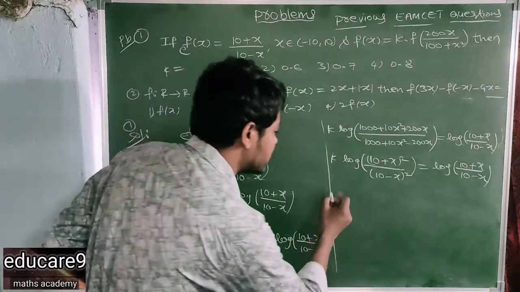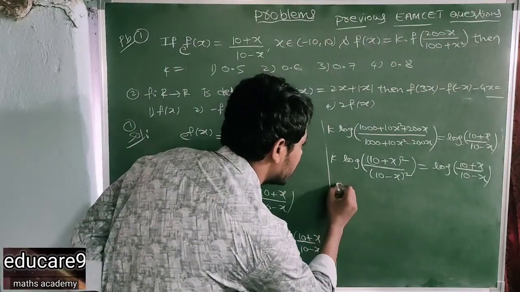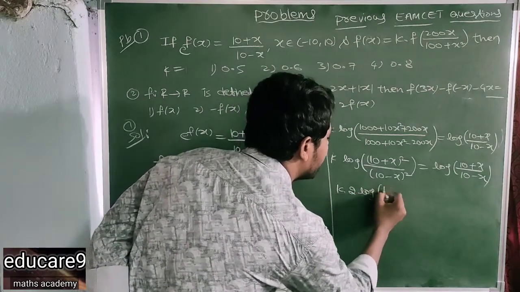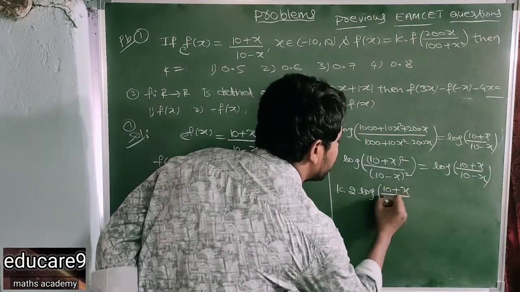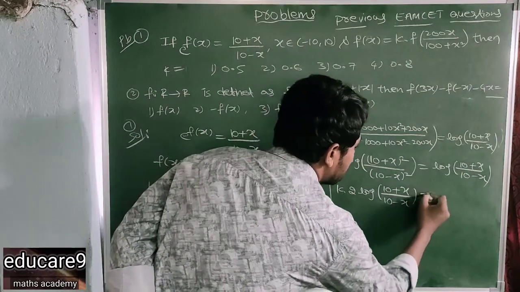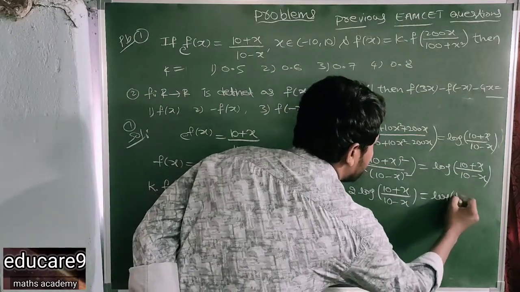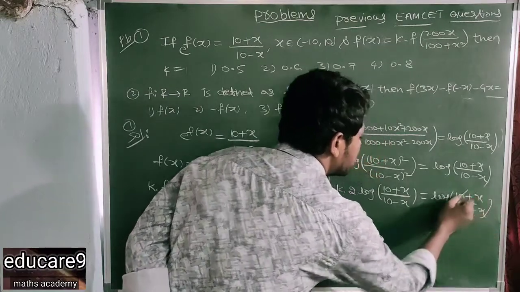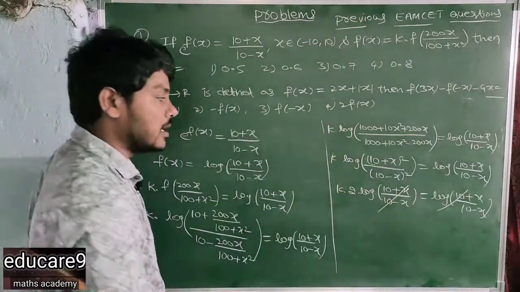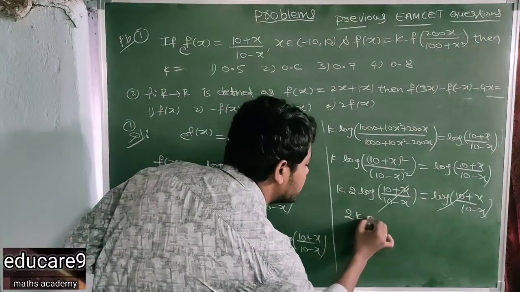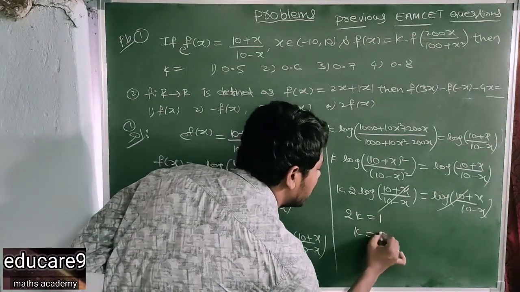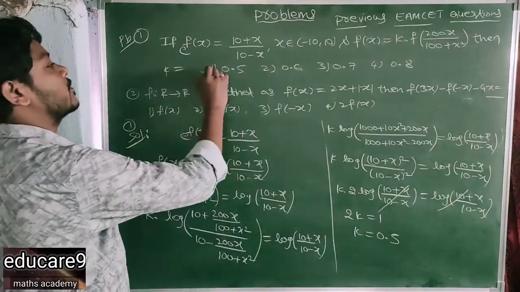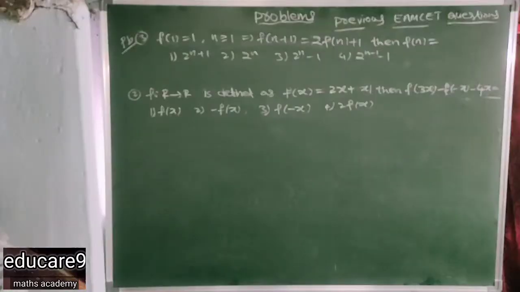So now this is k into 2 log of (10 plus x) by (10 minus x) is equal to log of (10 plus x) by (10 minus x). So clearly both terms get cancelled. Now 2k is equal to 1. So what is the k value? 0.5. So first option. Okay.